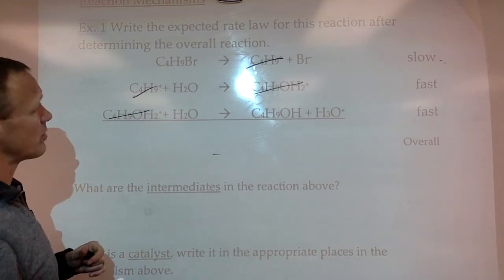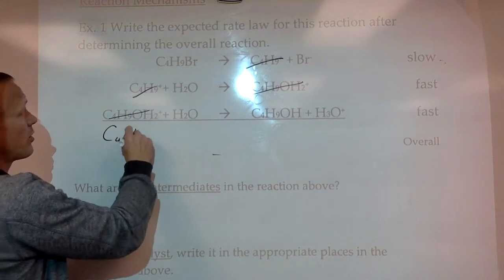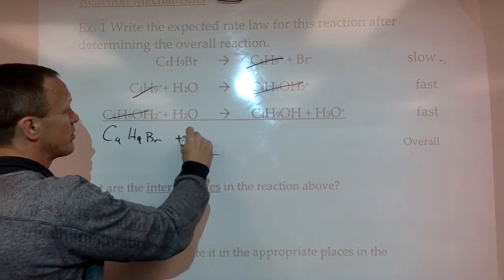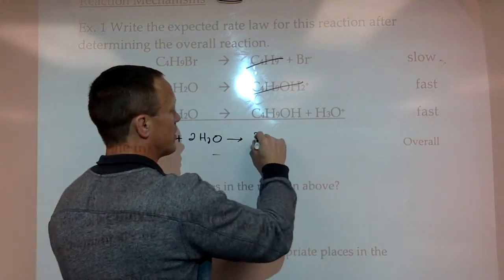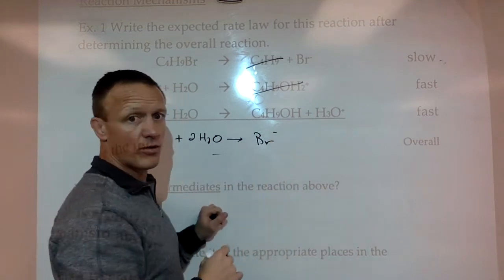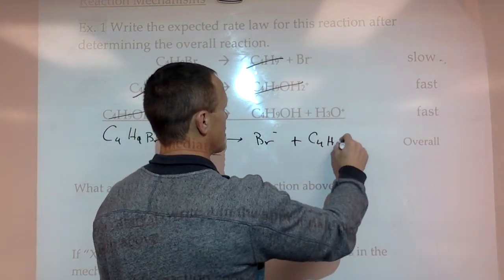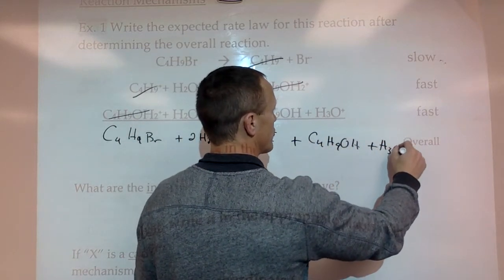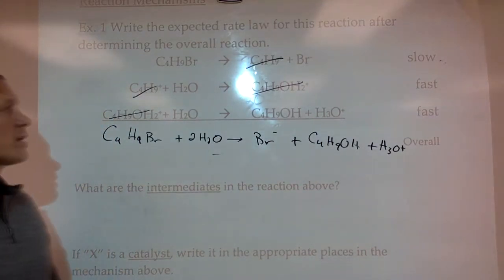So everything else should be okay. Nothing else canceled out, it doesn't look like. So our overall reaction would be 1 molecule of C4H9Br reacts with 2 waters to make 1 mole of Br negative plus a mole of C4H9OH, this substance, plus a mole of H3O plus ions. So there's our overall reaction.